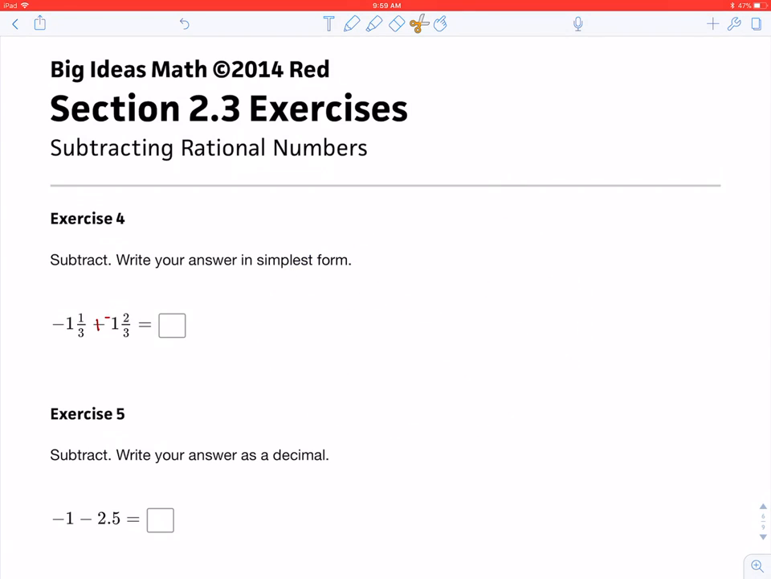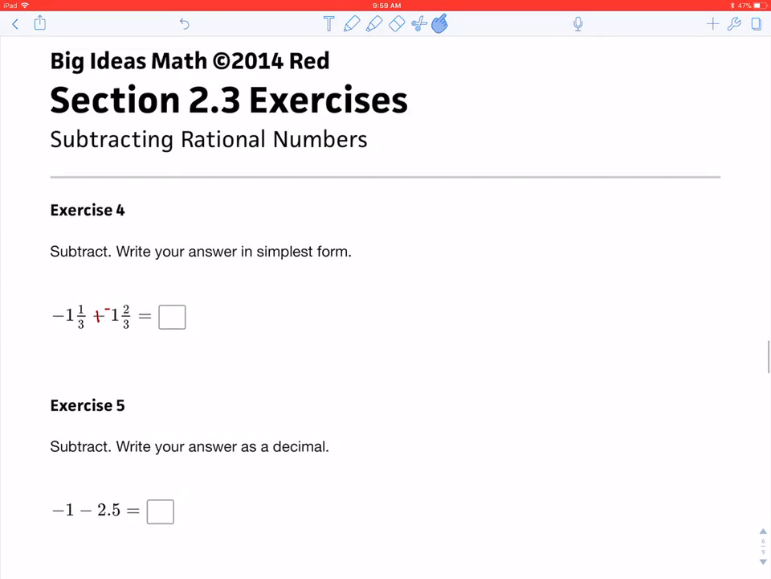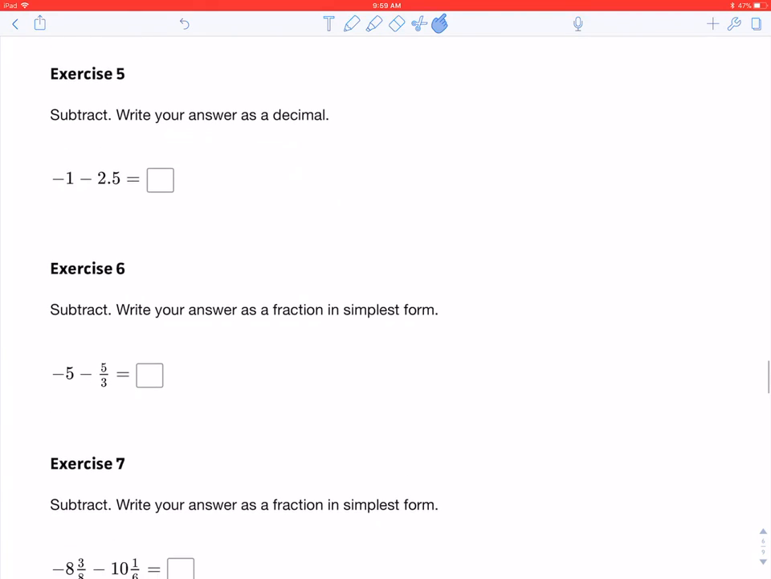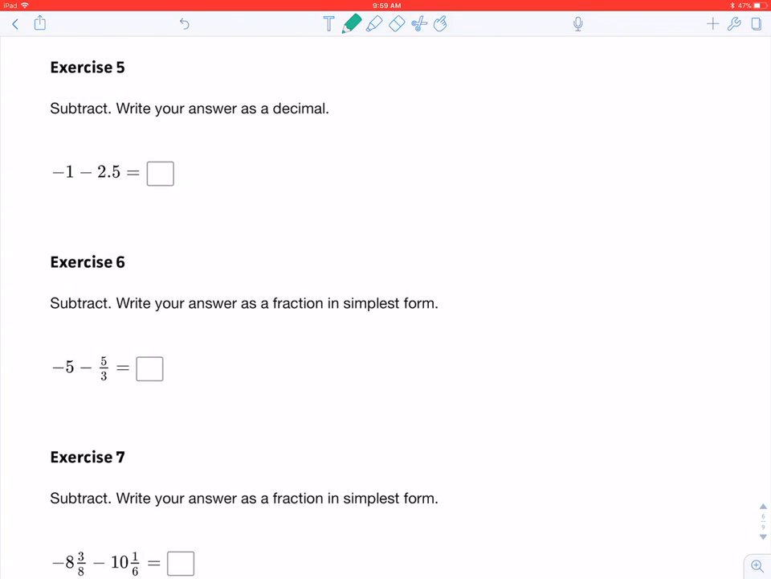Definitely good to understand why it is that those add up to equal whole numbers, and that's because they fill in each other's gaps. So hopefully that will help you out for number 4. Number 5, again, all of these problems we're going to be doing keep, change, change, so make sure that you knock that part out first.